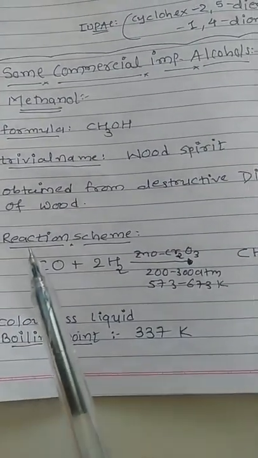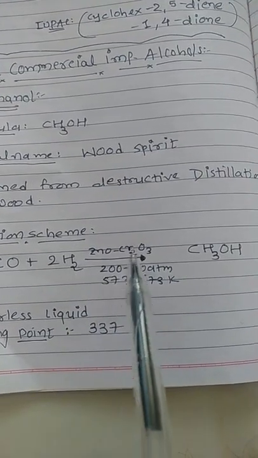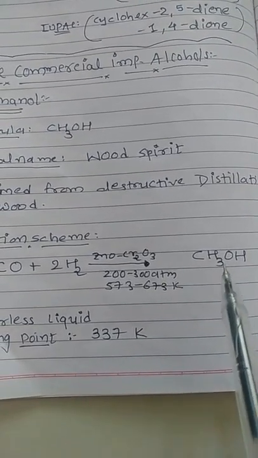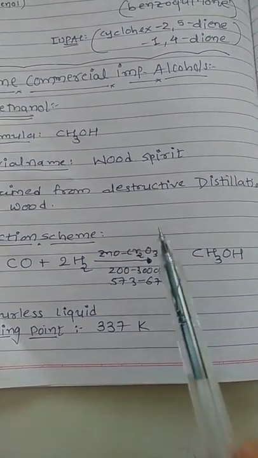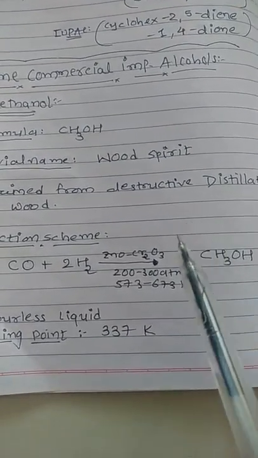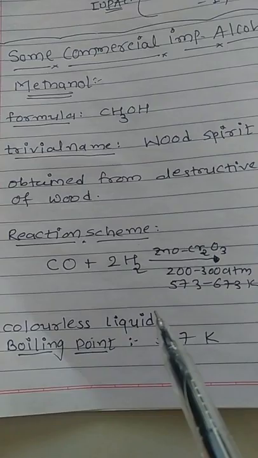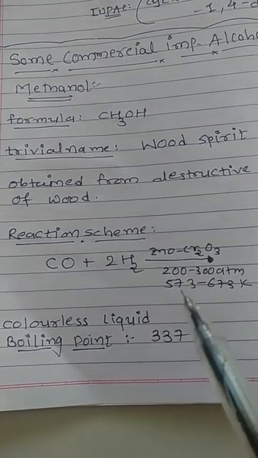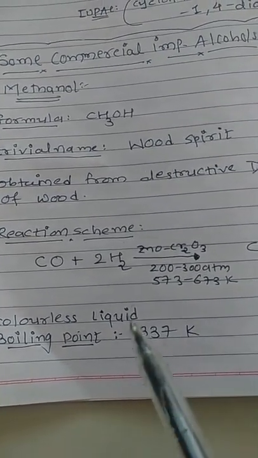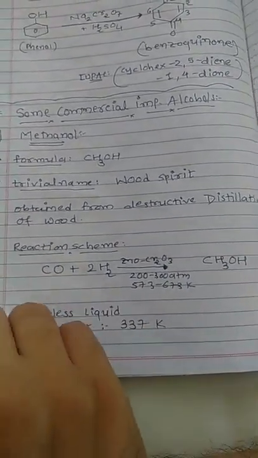What is the reaction scheme? When carbon monoxide undergoes hydrogenation in presence of a catalyst at a given reaction temperature and pressure condition, it will give methanol in laboratory. But make sure it is very difficult to manufacture in laboratory with this reaction scheme. Methanol is a colorless, less dense liquid. It has a boiling point of 337 Kelvin. You have to remember this point for MCQ. So this is all the brief information about methanol.